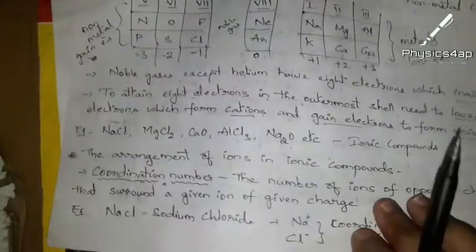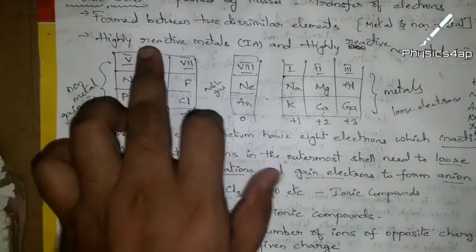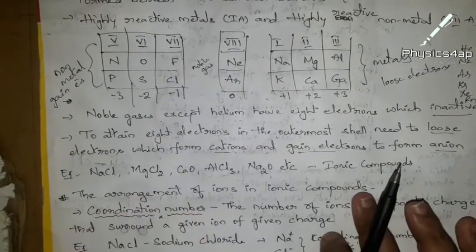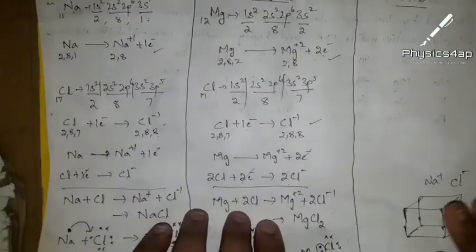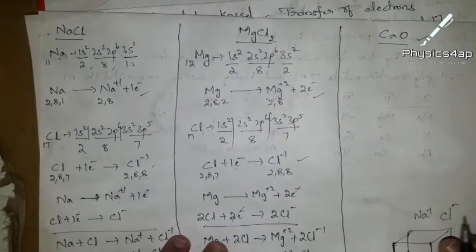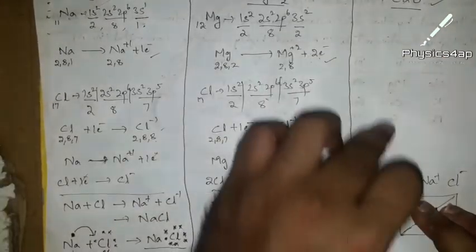So what we have discussed today in this episode is the ionic bond explained by Kossel, and we have seen the functions: two dissimilar elements should be formed, highly reactive metals and highly reactive non-metals, and it is formed only between the cations and anions. And we have seen examples of the ionic compound, and the formation of NaCl and MgCl2, how they are formed, that we have seen over here. And calcium oxide is given as homework for you to do, and I know everyone can do it. It's an easy method to find out the formation of CaO.